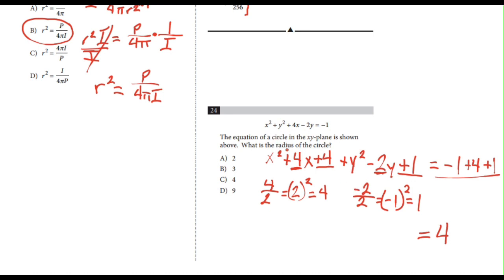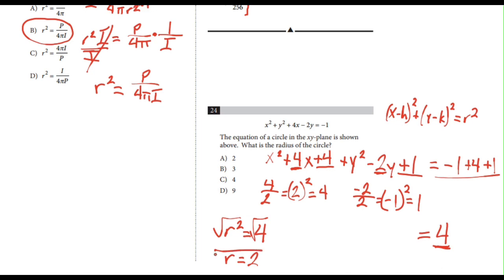Now, if you remember the equation of a circle, it's x minus h squared plus y minus k squared equals r squared. And that's what we have in this formula. That is going to be r squared. So we find that r squared equals 4. And if we take the square root of both sides, we're going to get that r equals 2, which will be answer choice A.